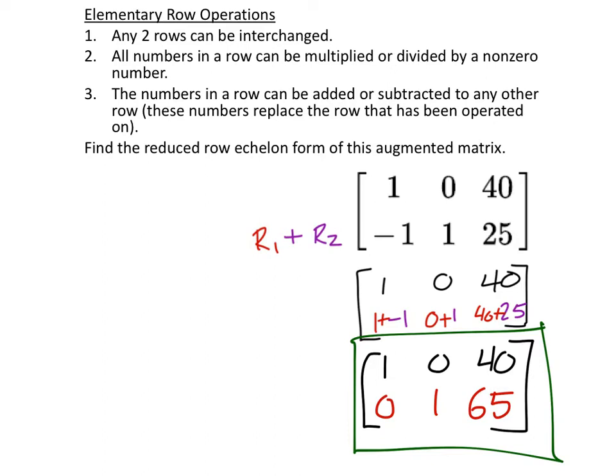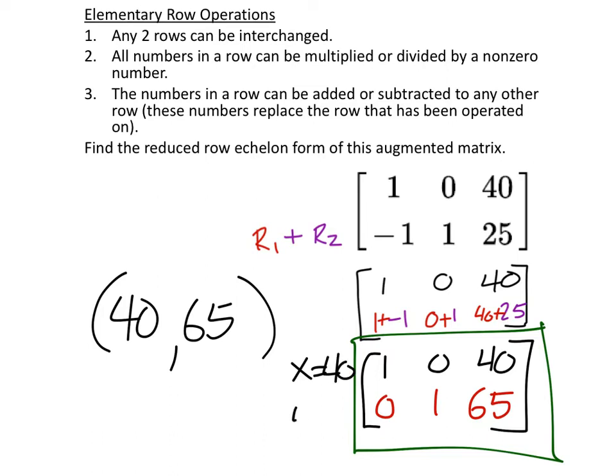Now again, the nice thing about reduced row echelon form is it solved the system for us. We already know that the ordered pair in this case would be 40, 65. By changing these rows back into equations, we get x is 40 and y is 65.